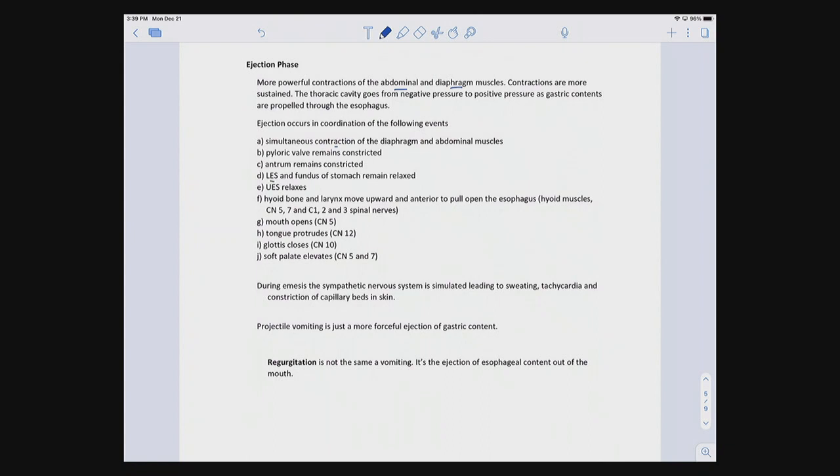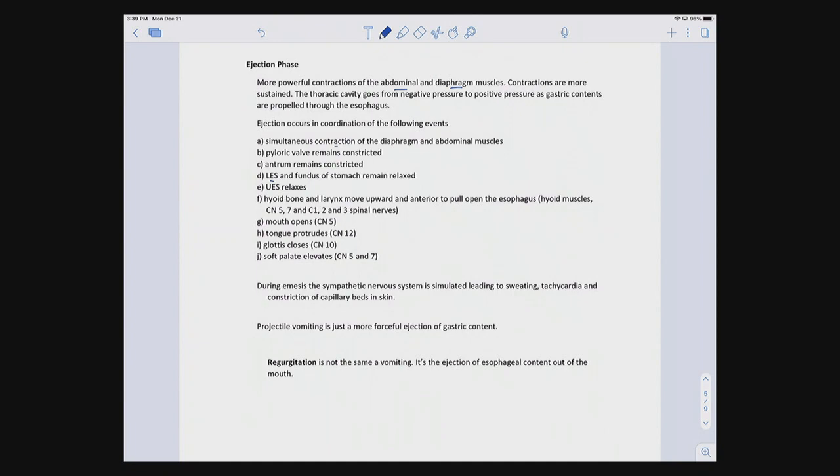My lower esophageal sphincter, or the sphincter in the cardia area, and the fundus of the stomach are going to remain lax. Now, this is what separates this from the retching, because in this situation I'm going to have a relaxation of the upper esophageal sphincter. The upper esophageal sphincter is made of skeletal muscles, several muscles of the lower pharynx and the upper esophagus, but the main muscle involved is the cricopharyngeus muscle. So that's going to relax.